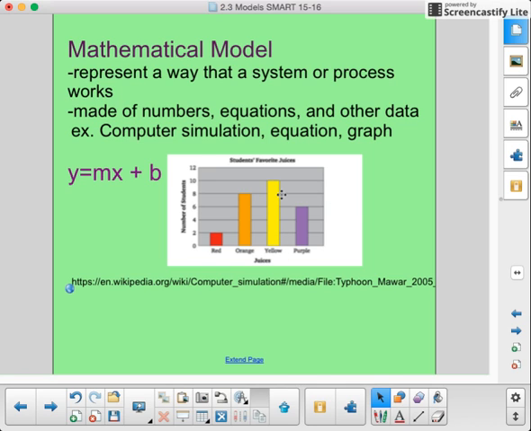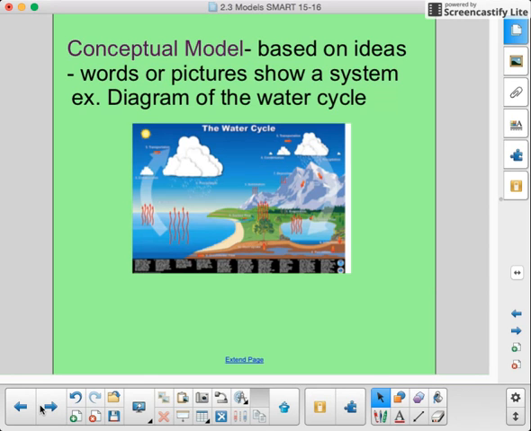Here's an example of a mathematical model. This graph shows a student's favorite juices. Simulations like a weather map, when you watch the news, would also be included as mathematical models. They take a lot of data and they put it into a visual representation.